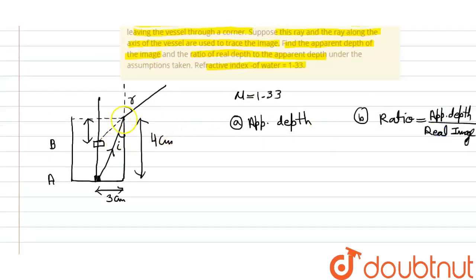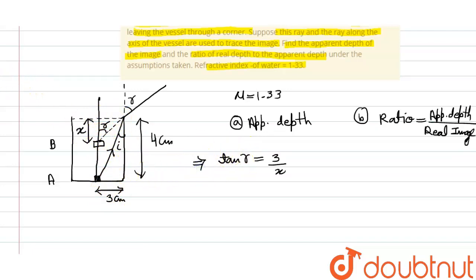So this will be our angle r. So this will also be our angle r. So we can find out this. Let's suppose that this depth is x. So we can write down the relation as tan r is equal to 3 divided by x, because 3 is the radius and we are considering this triangle and we have written down the tan r value.